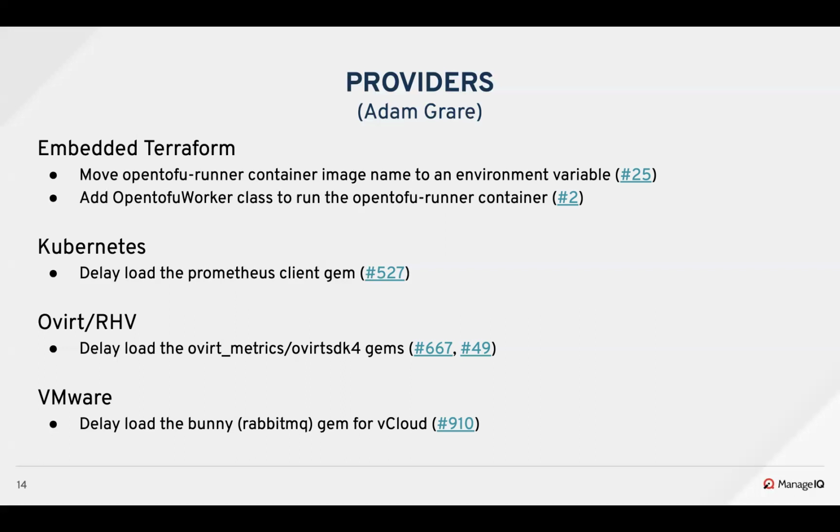For Kubernetes, Joe delay loaded the Prometheus client gem, and for oVirt and RHV, he did the same for oVirt Metrics and oVirt SDK4. And as well for VMware, he delay loaded the RabbitMQ Bunny gem. Next slide.